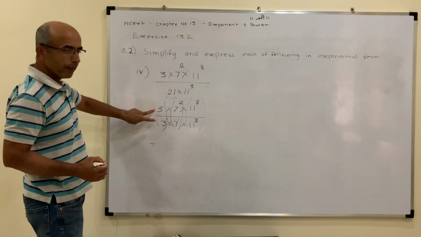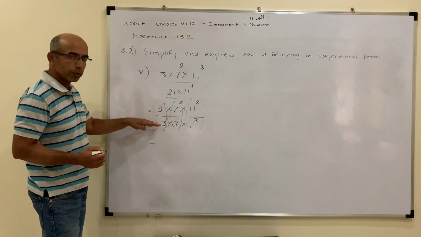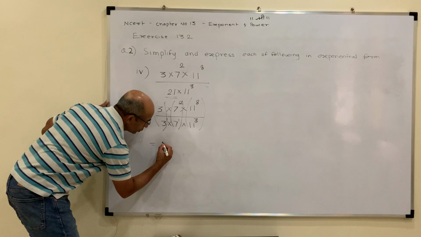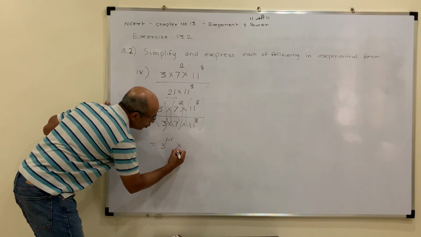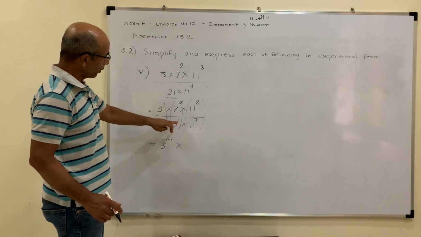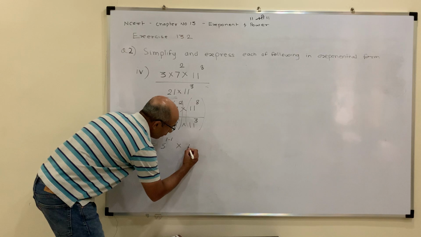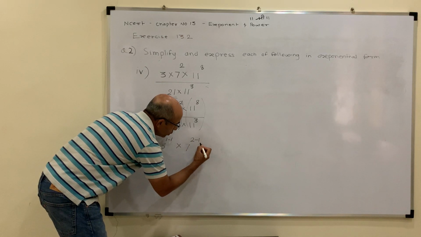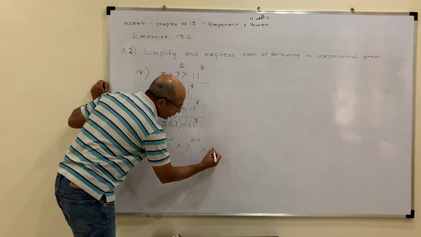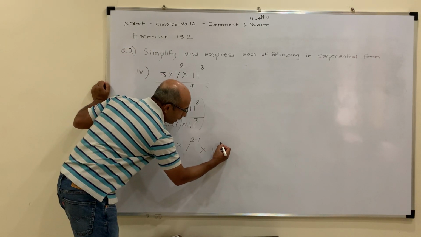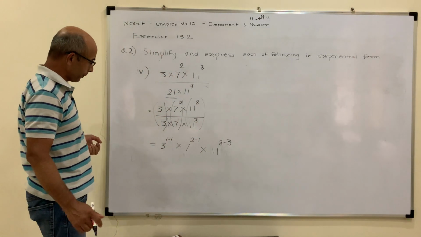Now 3 base is same, so I'll be subtracting the power of denominator from the numerator. So 3 raised to 1 minus 1 into 7, power of denominator is 1, power of numerator is 2. So 7 raised to 2 minus 1 into 11, power of denominator 3 subtracting from the power of numerator, that is 8.